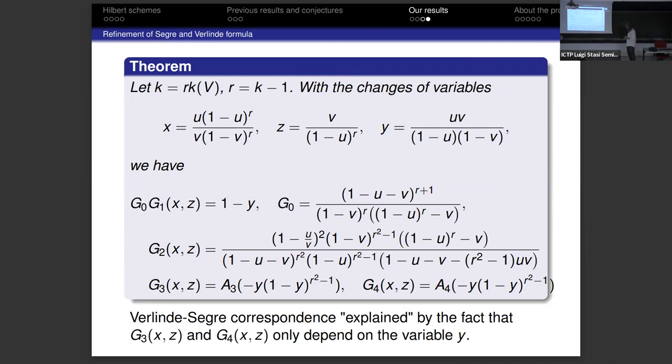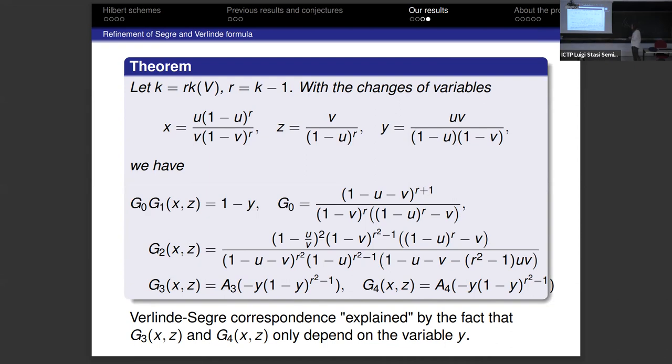So again, as usual, these power series are never nice in the original. So if we write in terms of X and Z, it's the total horror. So we have to make a change of variables. Now we have power series of two variables, so we make changes of variables in both variables. So the x now becomes u times (1 minus u) to the r, where r is k minus 1, divided by this, and the z becomes this. And we also keep in mind that we want to call y this combination of u and v. This is a certain function of u and v, y.